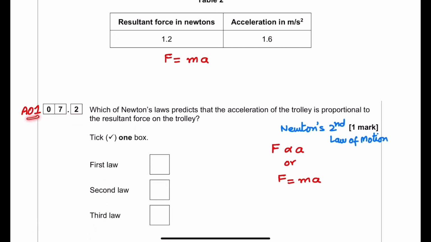7.2 is an AO1 question, and this question is from the topic of Newton's second law. Which of Newton's laws predicts that the acceleration of the trolley is proportional to the resultant force? We know that Newton's second law says the force is directly proportional to the acceleration. As the force is increasing, the acceleration produced in the trolley will increase. So it is Newton's second law which relates the force and the acceleration.